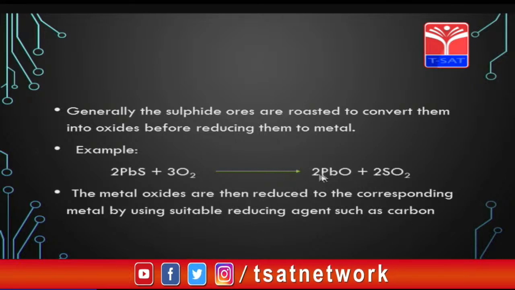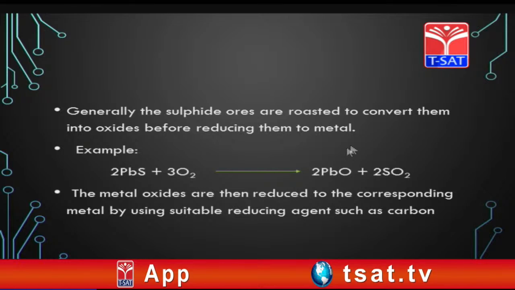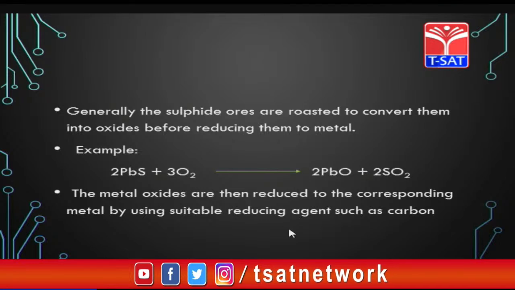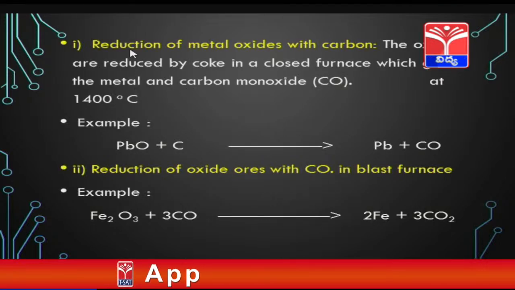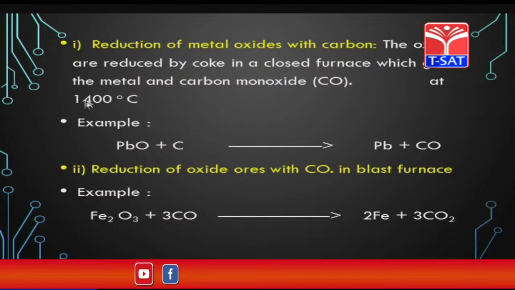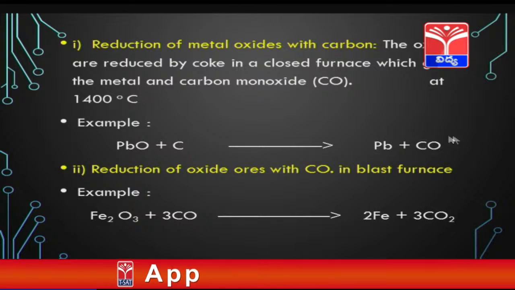In this way the metals can be extracted from their oxides, and the reducing agent we are using here is carbon. So when carbon reacts with lead oxide, the oxygen impurity can be removed as carbon monoxide, and you can see pure lead is deposited. So look at this picture, children, reduction of metal oxides with carbon. The oxides are reduced by coke. So coke means carbon, children. This process takes place in a closed furnace at around 1400 degrees centigrade. So lead gets deposited at the bottom of the furnace and carbon monoxide escapes out as gas.